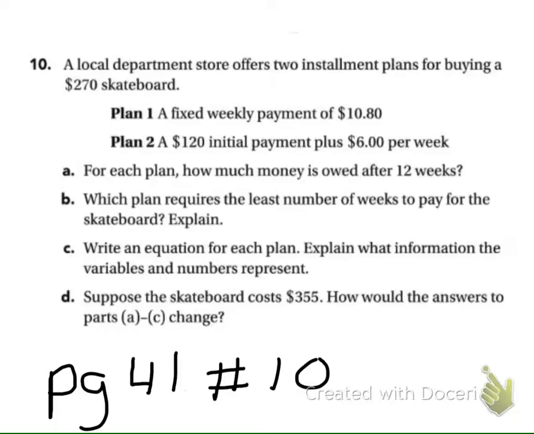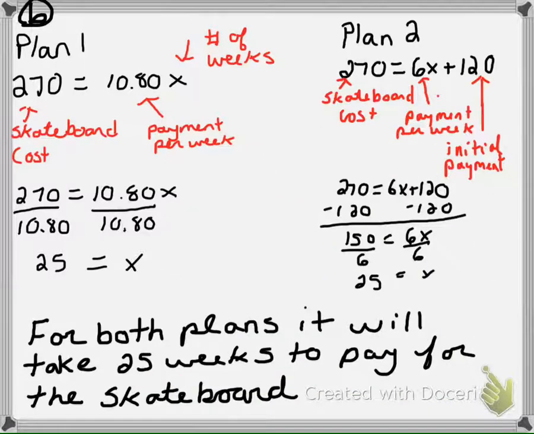Question B is asking which plan requires the least number of weeks to pay for the skateboard. Explain. One way you could do this is to put both equations into a graphing calculator and look for where you reached $270, but I used just solving an equation to do that. The 270 is the total cost for the skateboard, this is the amount I pay per week, and this is the number of weeks. I'm trying to solve for x.